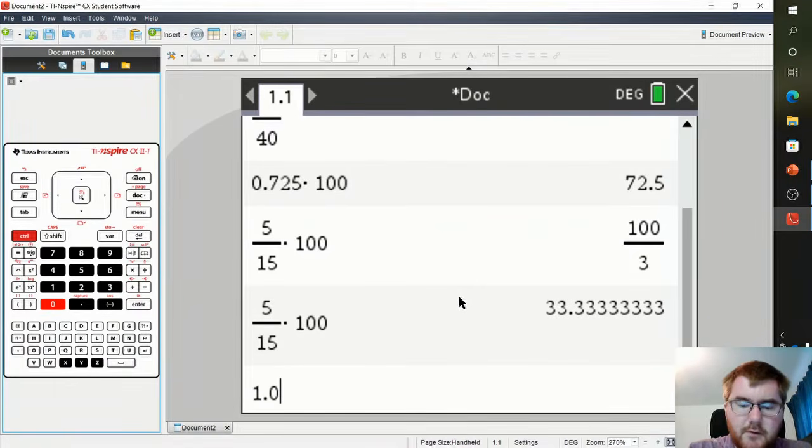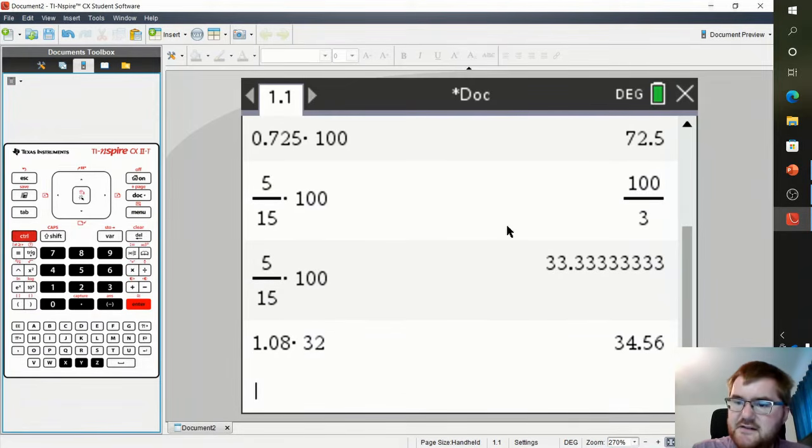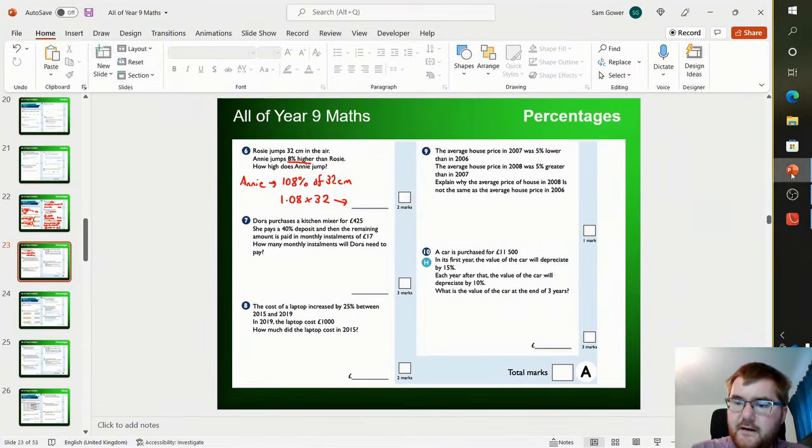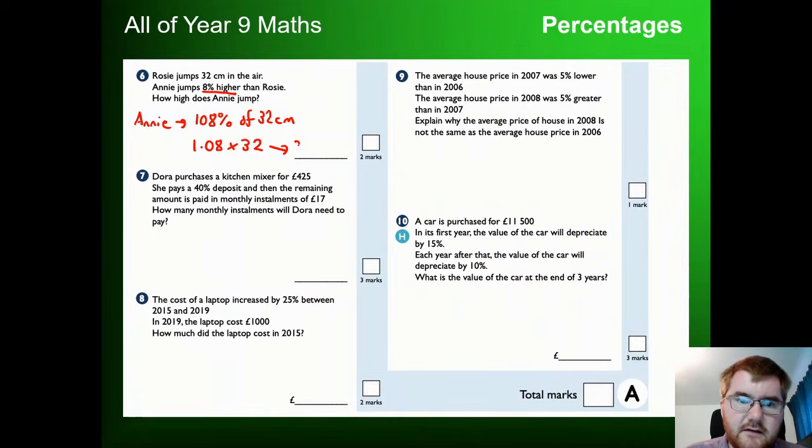So we type in 1.08, multiply that by 32, and that gives us 34.56. So we're going to write in 34.56 centimeters, like so, to 2 decimal places. Question 7, so this is a bit more involved.